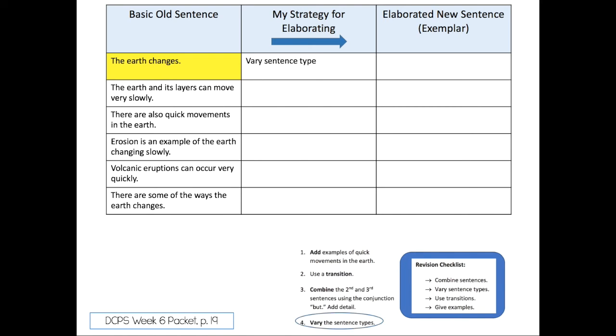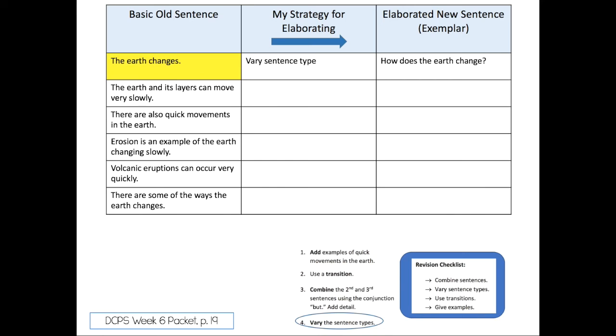For my exemplar, I'm going to vary the sentence type. So I know I have 4 sentence types. Right now, the Earth changes is a statement. So I'm going to change this to either a question, an exclamation, or a command. I know that asking a question is a great way to start a paragraph because it really draws my reader in. So I'm going to go ahead and convert this sentence into my elaborated new sentence that is a question. How does the Earth change?